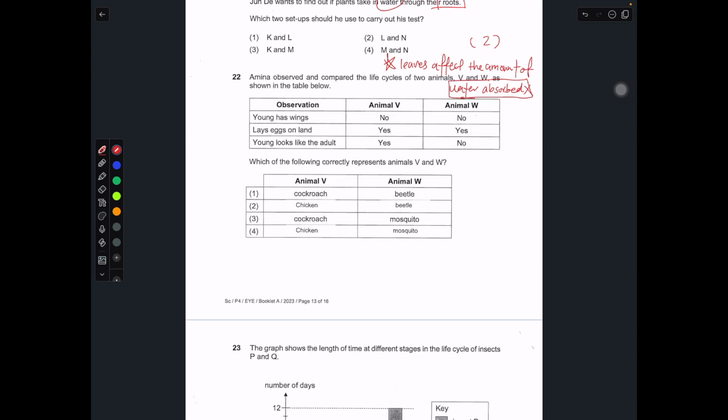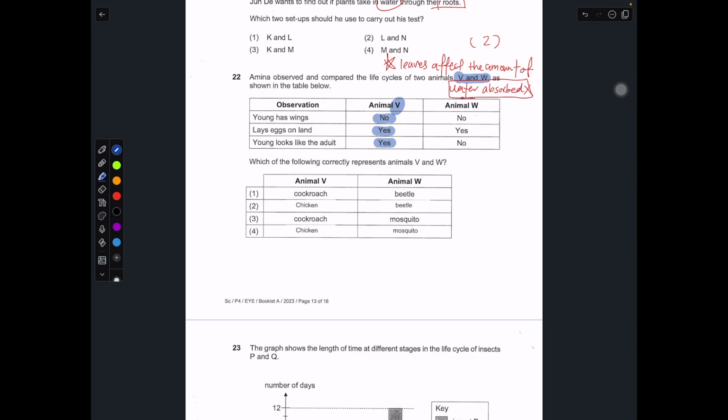Now observe and compare the life cycle of 2 animals V and W as shown. V and W. As for animal V, the young has no wings. It lays eggs on land, and the young look like the adult. So you only get cockroach and chicken. So you are comparing the cockroach and chicken.